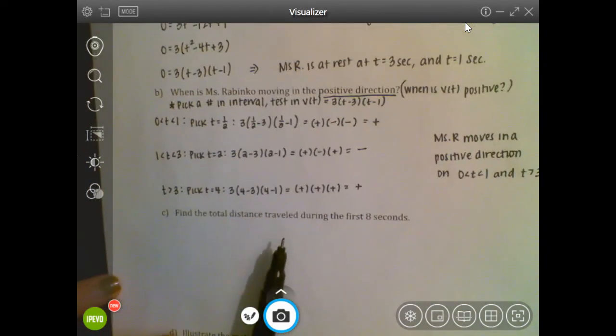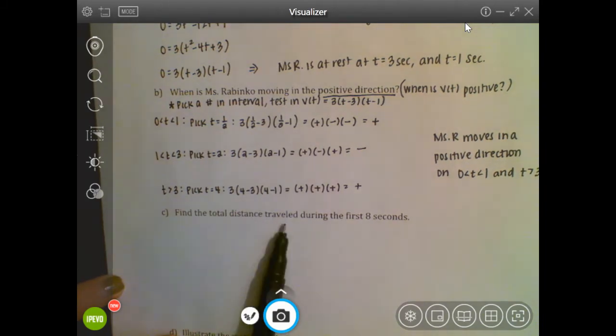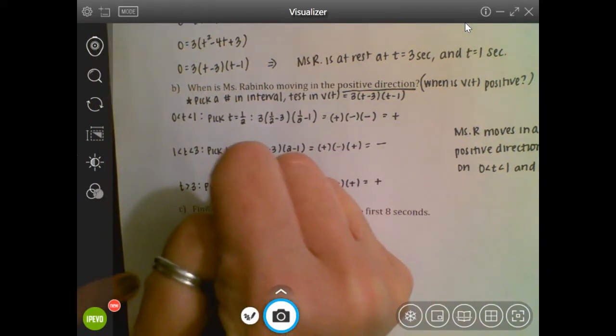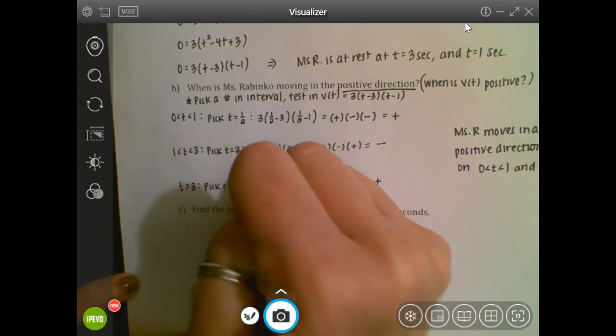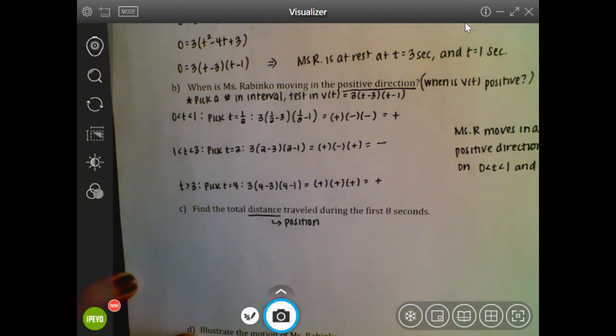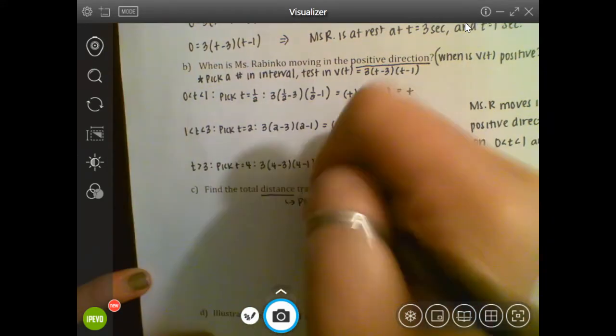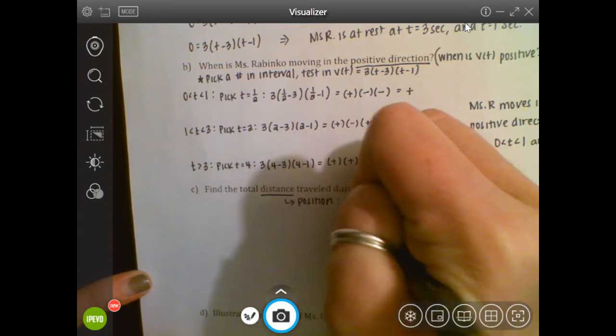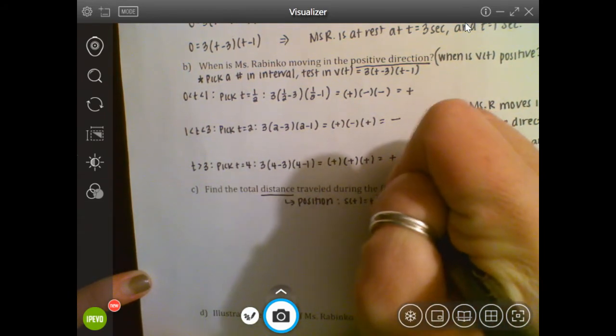So then it's asking me to find the total distance traveled in the first 8 seconds. So if we're talking about total distance, this is actually indicating that we want to use the position function. So we're going back up to that cubic function that we were given at first. So we're using s of t is equal to t to the third minus 6t squared plus 9t minus 2.